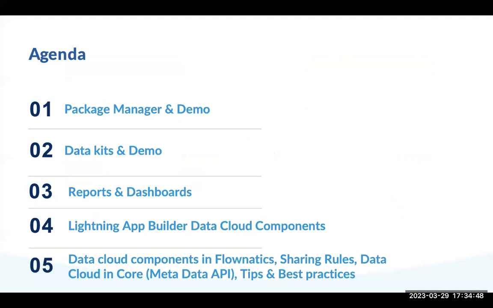So today, as I've said, we have a full pack demo. We'd love to talk about package manager and a demo, and then talk about data kits and a demo. We'd love to talk about how to create reports and dashboards within Data Cloud, and showcase the pre-built Lightning app components given by Data Cloud, and then show how to configure them. Today we'd also love to talk about how to leverage Data Cloud components in Flow, which is nothing but our flows, and what sharing rules are available for Data Cloud, some use cases, and Data Cloud in core. What are the supported elements of Data Cloud that support Metadata API? And we'll talk about some tips and best practices.